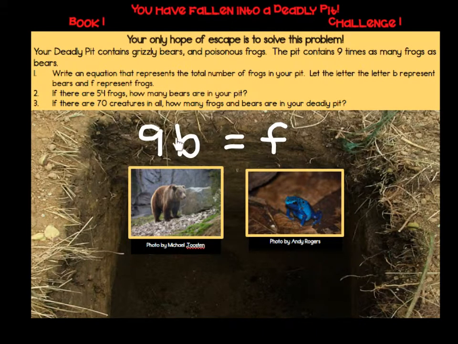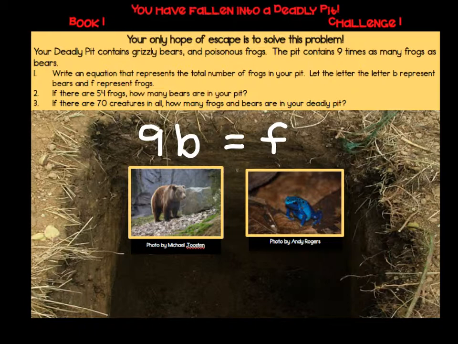Now, here's an important thing to know. Anytime you have a number right next to a variable, a letter, that means multiply. So I'm going to multiply 9 times bears, and that will tell me how many frogs there are. So if there's 1 bear, then I'm going to multiply 9 times 1 and get 9 frogs, right? So for 1 bear, 9 frogs. Bam! There you have it, my friends. Hey, this is all you had to write for the equation for number 1.